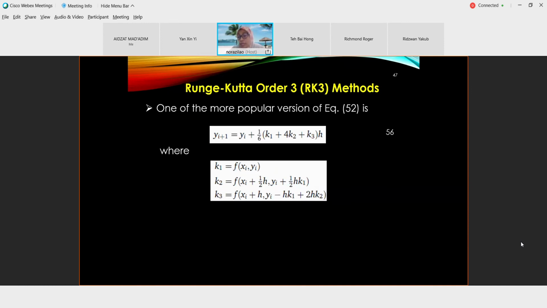And then when they derive for the third order Runge-Kutta, so in general, the equation is yi plus 1 equal yi plus 1 over 6 multiply k1 plus 4 k2 plus k3 multiply h. Okay, where k1 is the function xi, yi, k2 is the function xi plus half h, yi plus half h k1. K3 is equal function xi plus h, yi minus h k1 plus 2h k2.